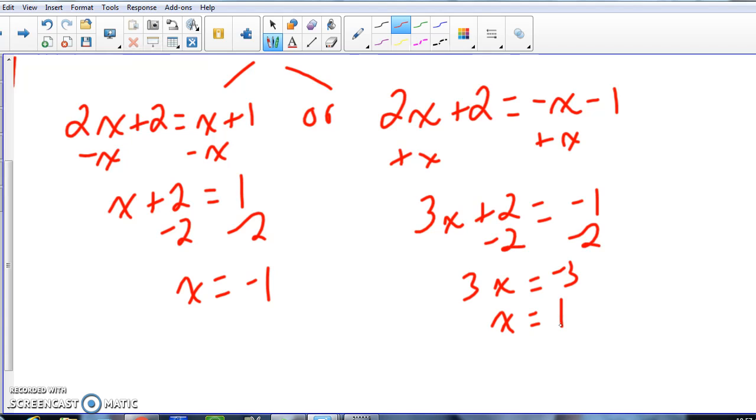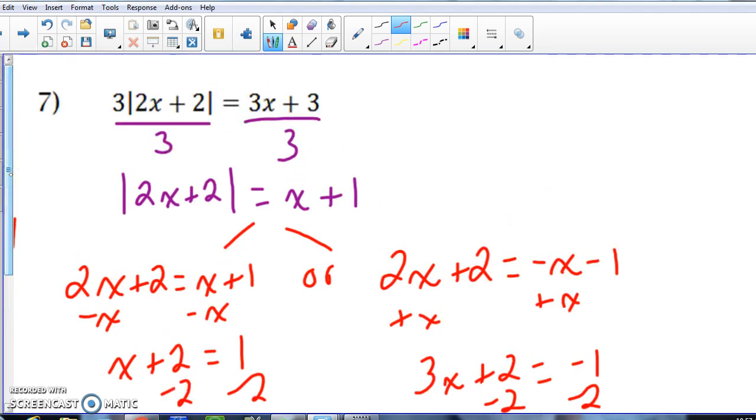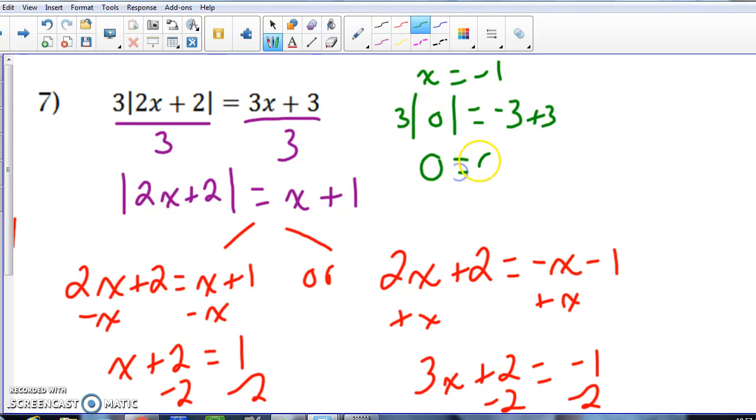Now, I need to check this work. Just because I got these answers, I'm not sure if they're right or not. So I have to go back up and I have to check them. So the one solution I got was when x is negative 1. If I plug that in, I have 3 times the quantity, 2 times negative 1 is negative 2, plus 2 is 0. And on the other side, I have negative 3 plus 3. Absolute value of 0 is 0, times 3 is 0. This side gives me 0. This one checks out.